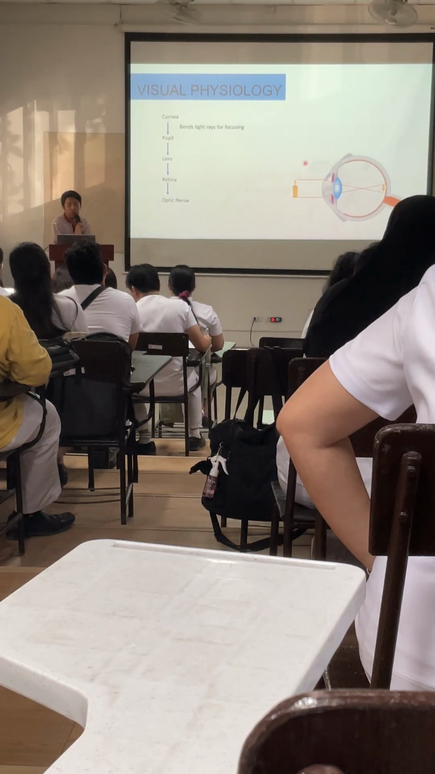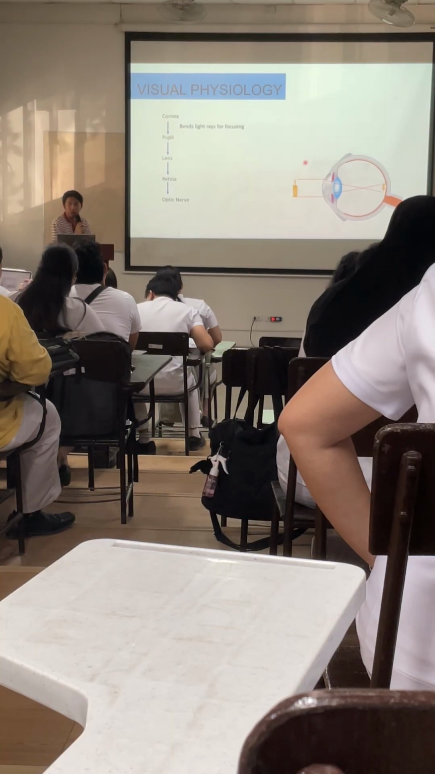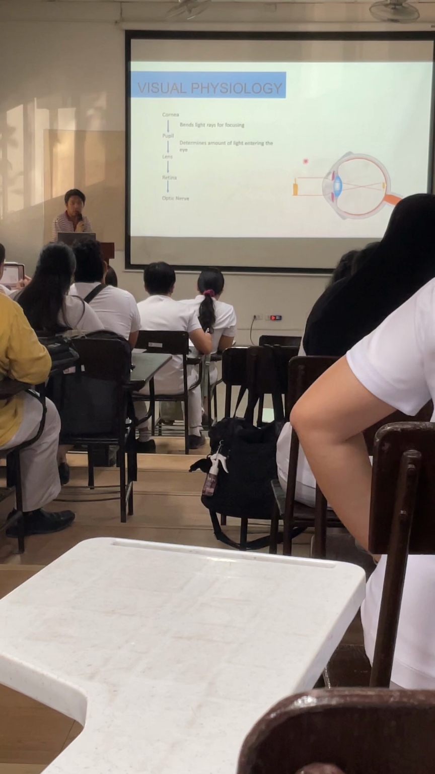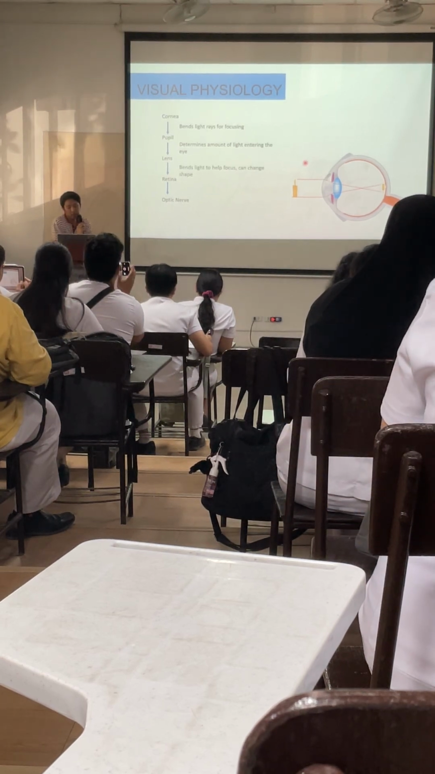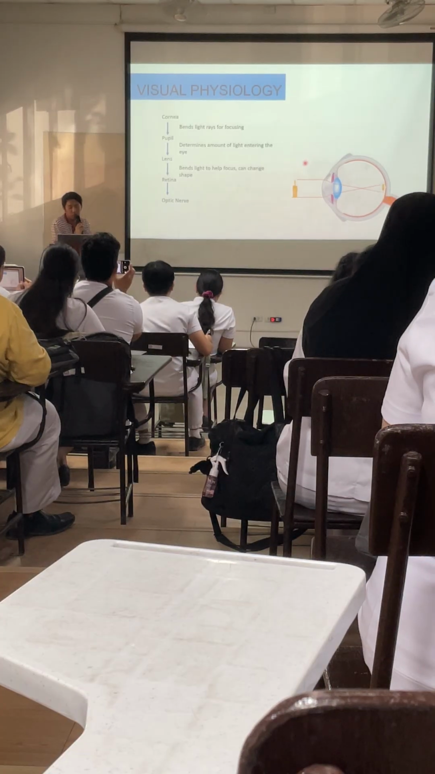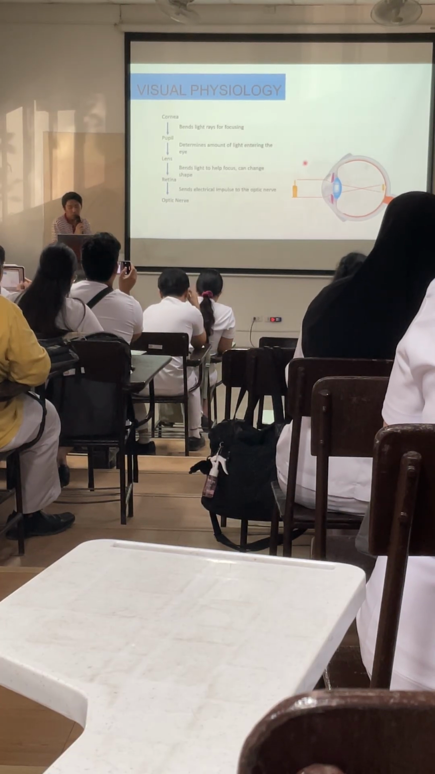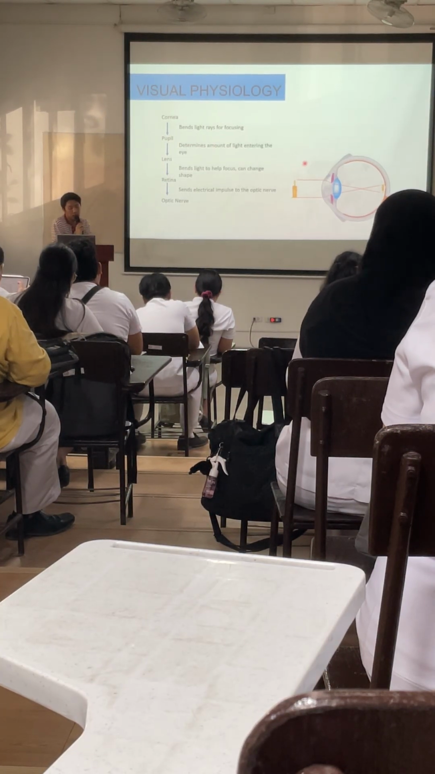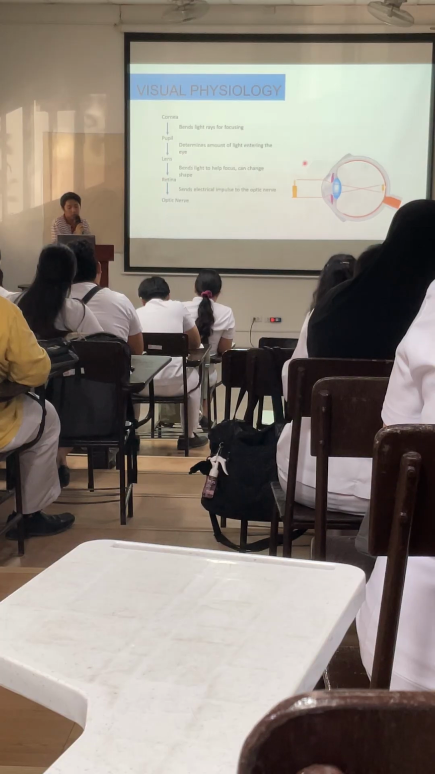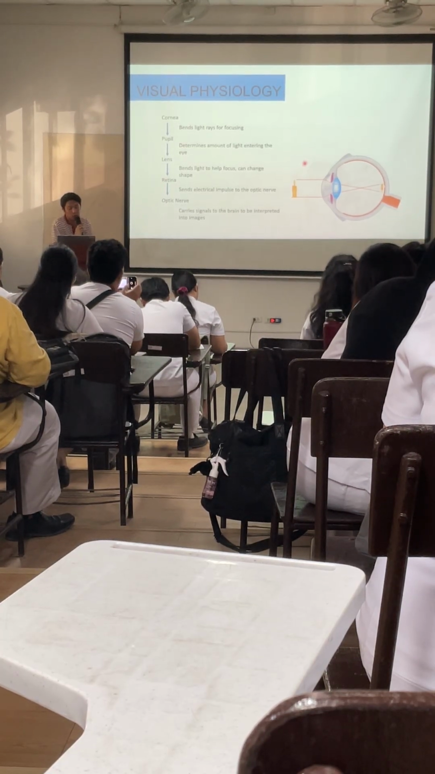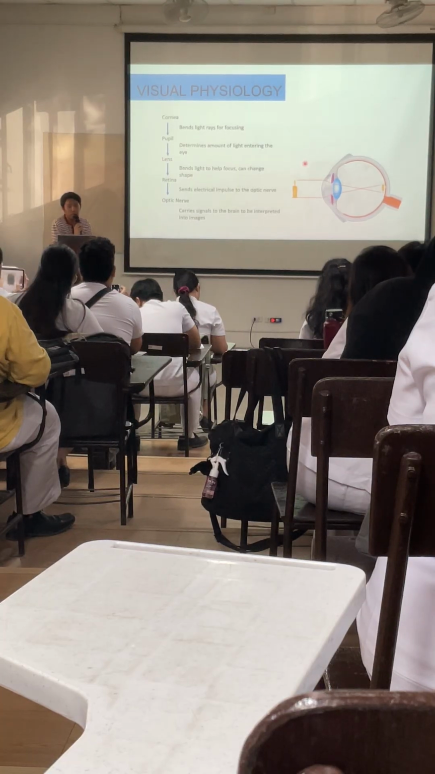So from the cornea to the pupil, the light is bent mainly for focusing. The pupil size determines the amount of light entering the eye. The lens further bends the light so that it will be well focused. Then eventually the focused image falls on the retina, which converts these into electric signals and sends them to the optic nerve, which will eventually send them to your brain, and then it will be interpreted into an image.